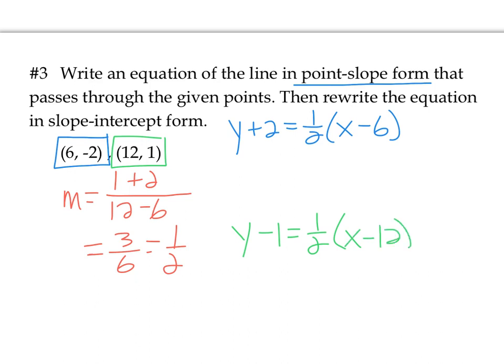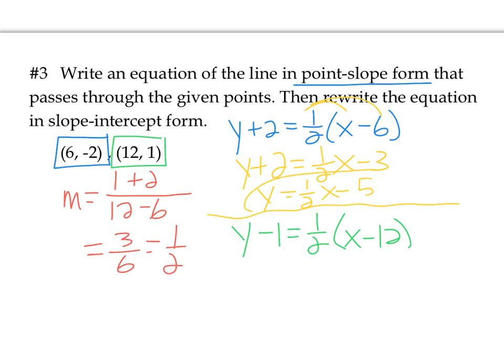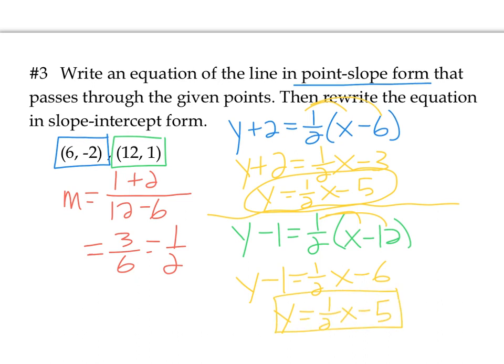For both of these, we can turn these into slope-intercept form by distributing. We're going to distribute a fraction here. That can be a little more challenging, but not too bad. 1/2 times x is 1/2 x. And 1/2 times 6, half of 6, is minus 3. We subtract 2 on both sides, and we'd end up with y equals 1/2 x minus 5. Okay, so there's our slope-intercept form. And if we do the same process with that second point-slope form, we get y minus 1 equals 1/2 x minus 6. Add 1 to both sides, we get y equals 1/2 x minus 5. Same slope-intercept form again. Okay?